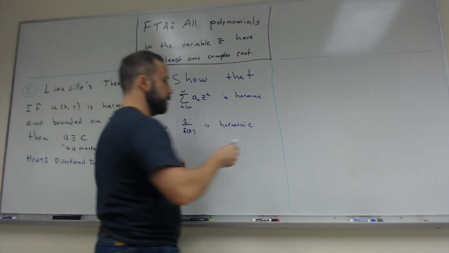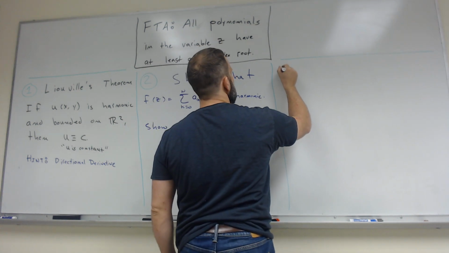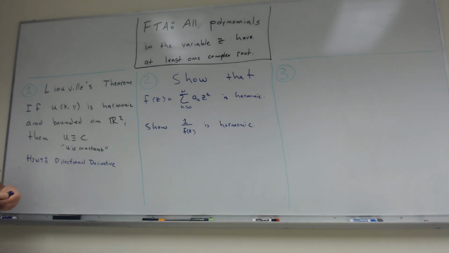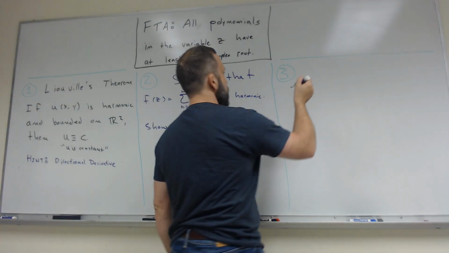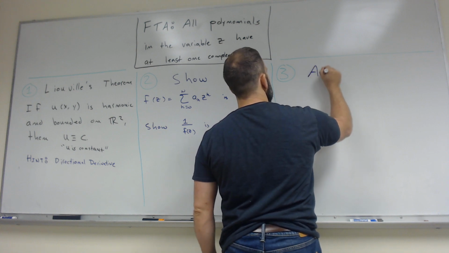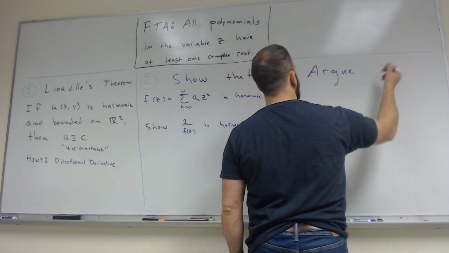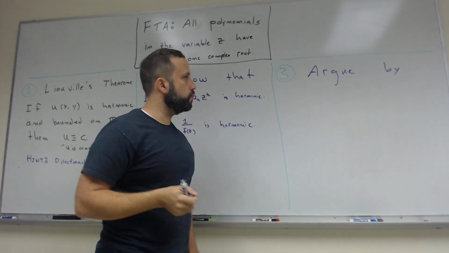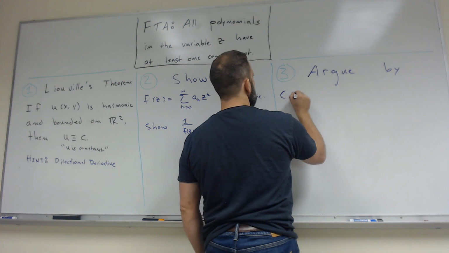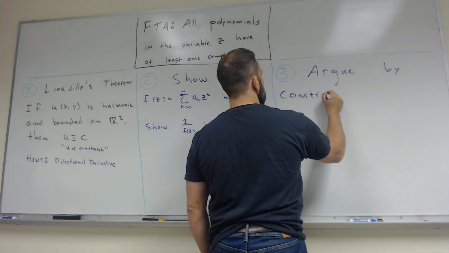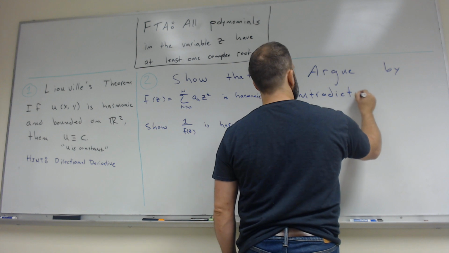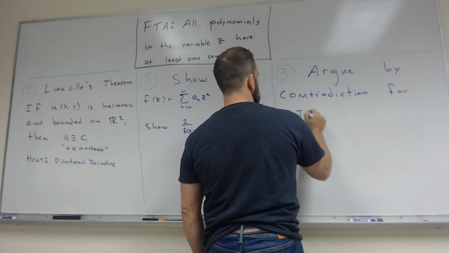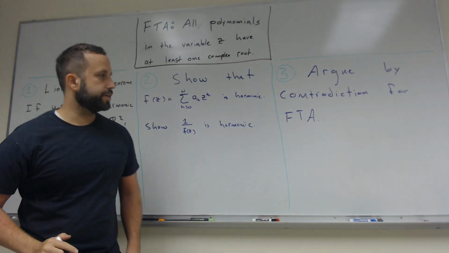And then step 3 is where you put these two pieces together and argue. You're probably going to start off, even if you don't end up this way, which I think you probably will, arguing by contradiction for the fundamental theorem of algebra. Okay, so what would the contradiction be?